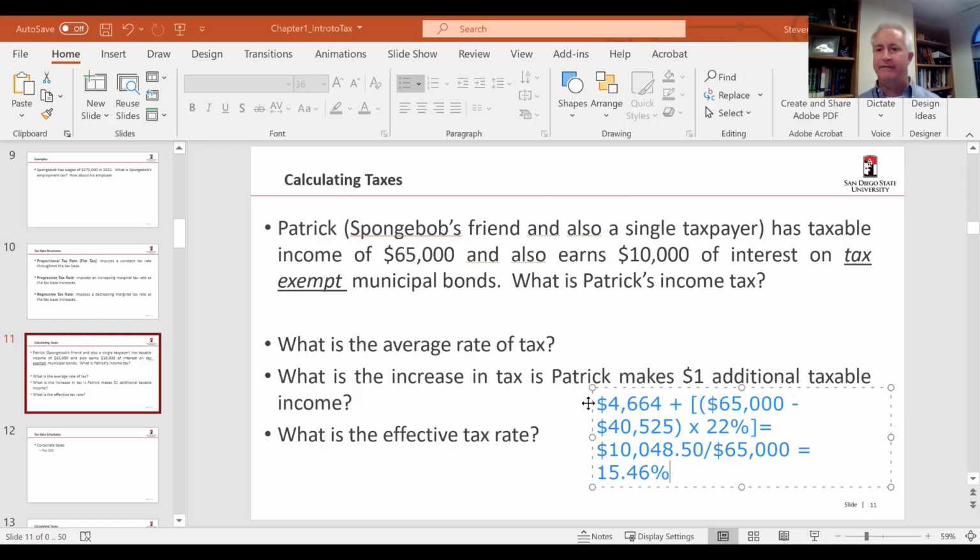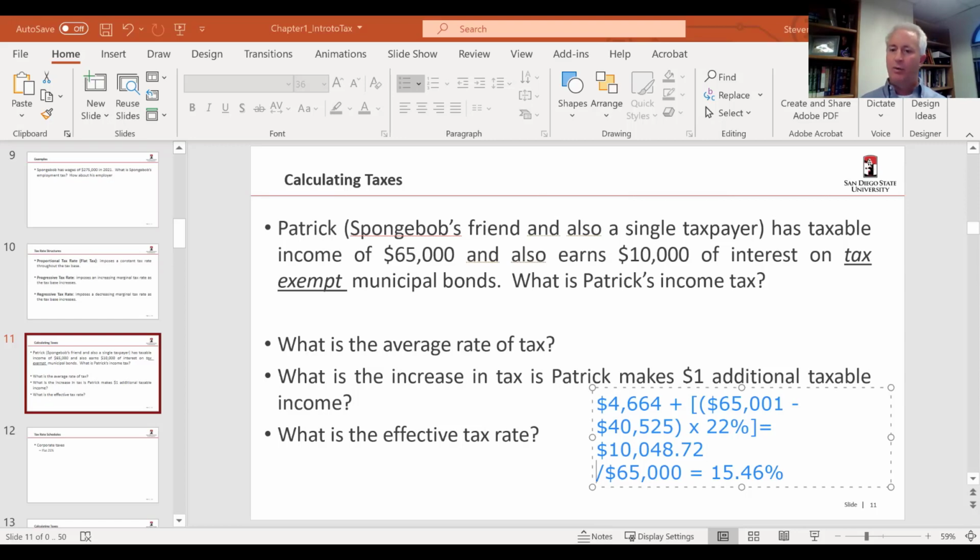It's a weighted average rate of a little bit of 10%, a little bit of 12%, and a little bit of 22%. And notice that the exempt income is not part of the average tax rate. Now let's talk about this increase if Patrick makes an additional dollar. It's really straightforward to think about what that would be. There it is. So instead of making $65,000, it's $65,001. He pays an additional 22 cents of tax on that dollar because he's in the 22% tax bracket.